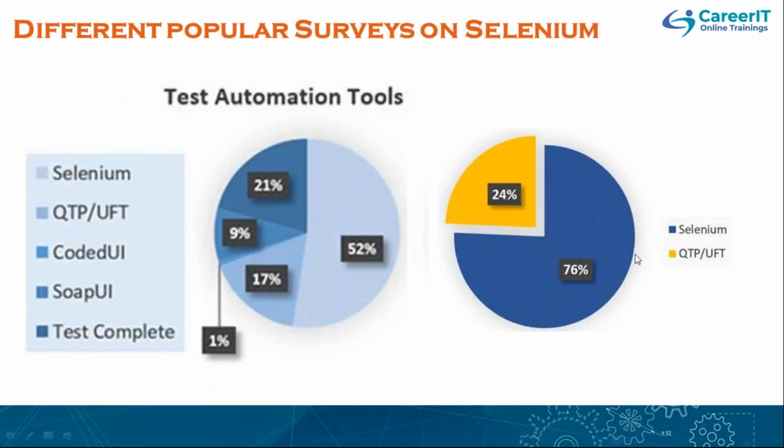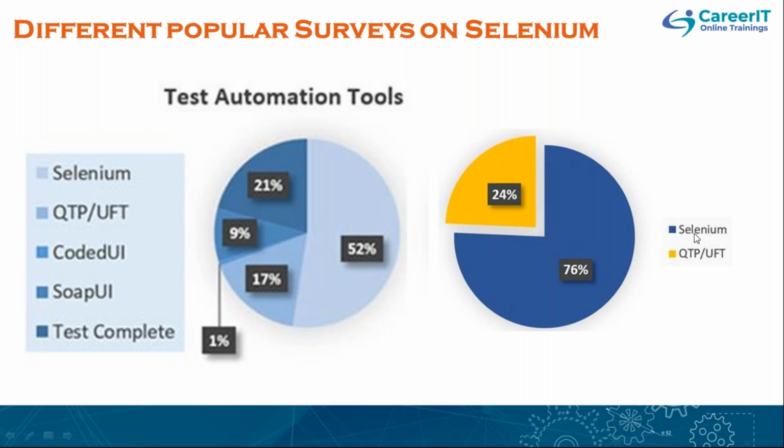Okay, this is one survey they have done, and in other surveys they compared some automation tool against other automation tools in the market. If you see, Selenium has occupied most of the market share, like 50 to 52% of the market share has been occupied by Selenium tool.